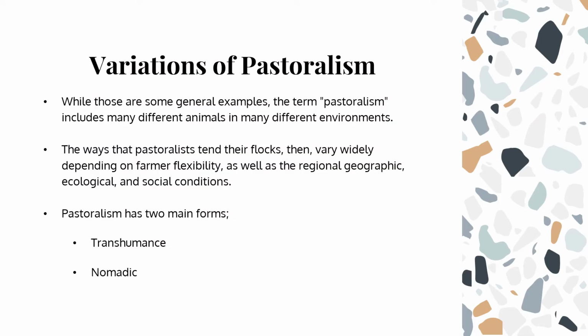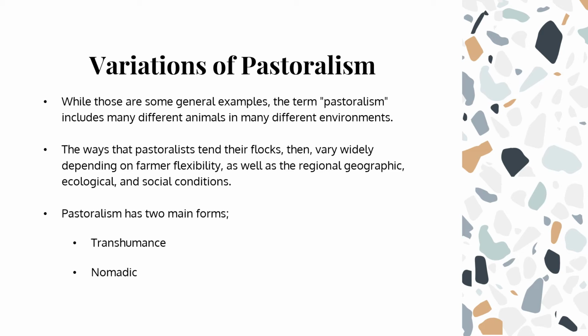All right, so let's look at some variations of pastoral farming. It doesn't always look the same. Like we said, it's spread out over several continents. Hopefully you figured that one out. And there are different animals, so it's not always going to be the same. Those that we just talked about are some general examples, like the pigs and the sheep. The term pastoralism includes many different animals and many different environments.